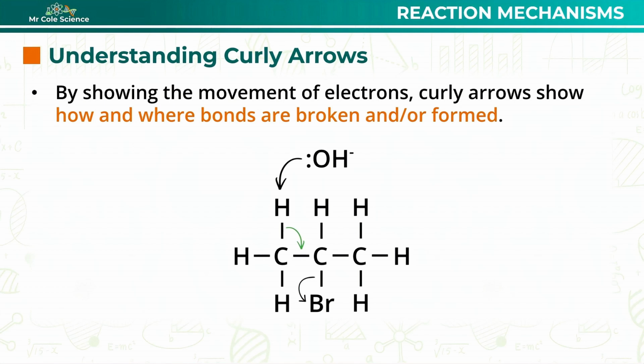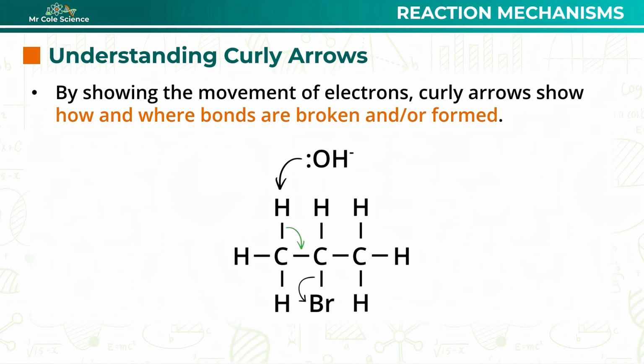Now there is a third possibility, and that is rather than showing bond making or bond breaking, a curly arrow can show both happening at the same time. If I have a curly arrow starting at a bond but then pointing to where there's another bond, it's telling me that the starting bond is being broken and that those electrons are immediately being used to form a different bond elsewhere, usually turning a single bond into a double bond or maybe a double bond into a triple bond.